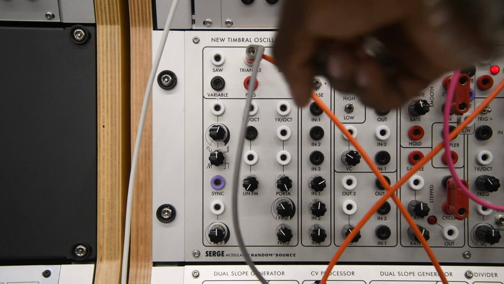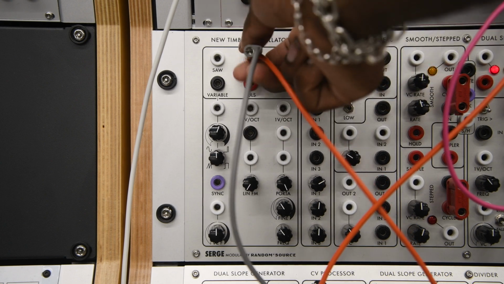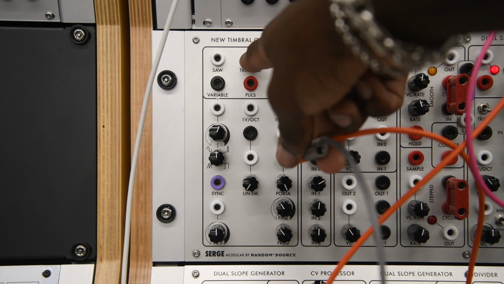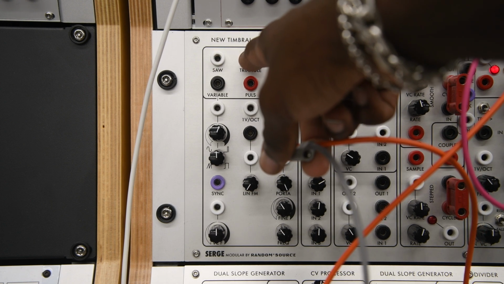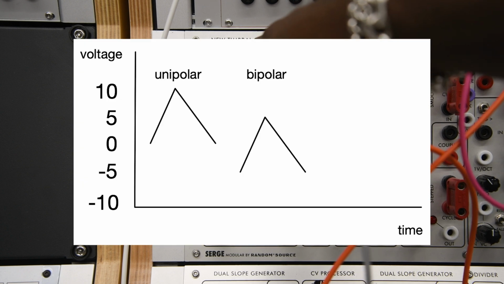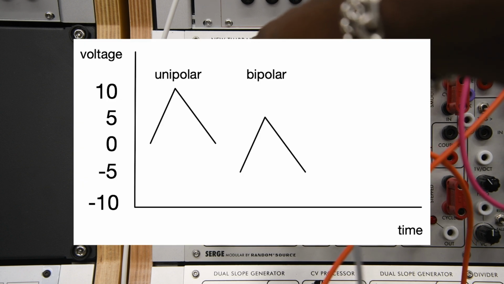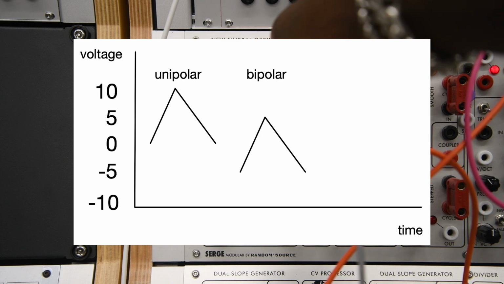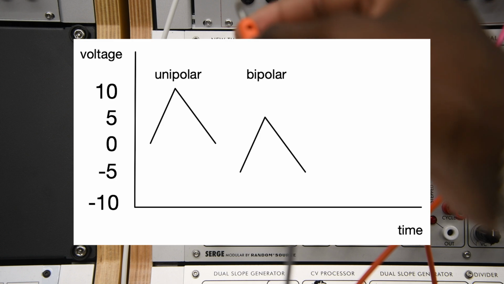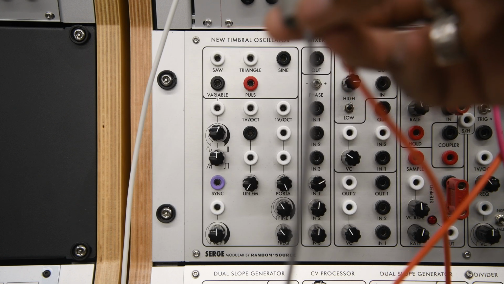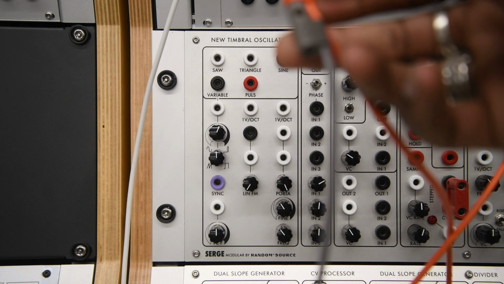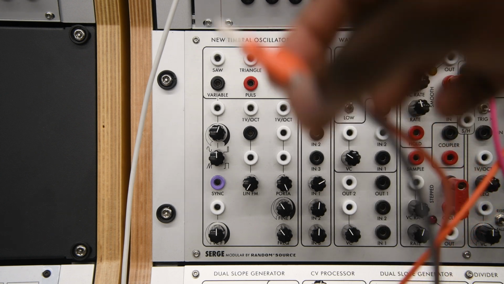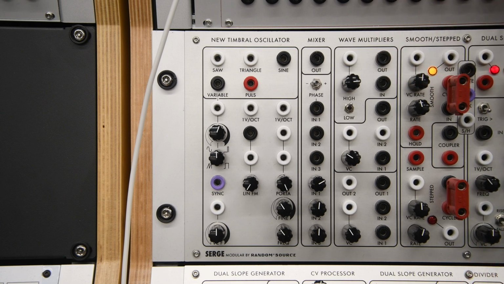Triangle wave is positive, so these white jacks are most likely going to be unipolar, which means that they're only going in the positive voltage range, versus the sine wave, which is bipolar. This usually doesn't matter in terms of audio. It sort of matters in FM, and if you're using it to modulate another thing, but for the sake of this tutorial, you won't need to know that.